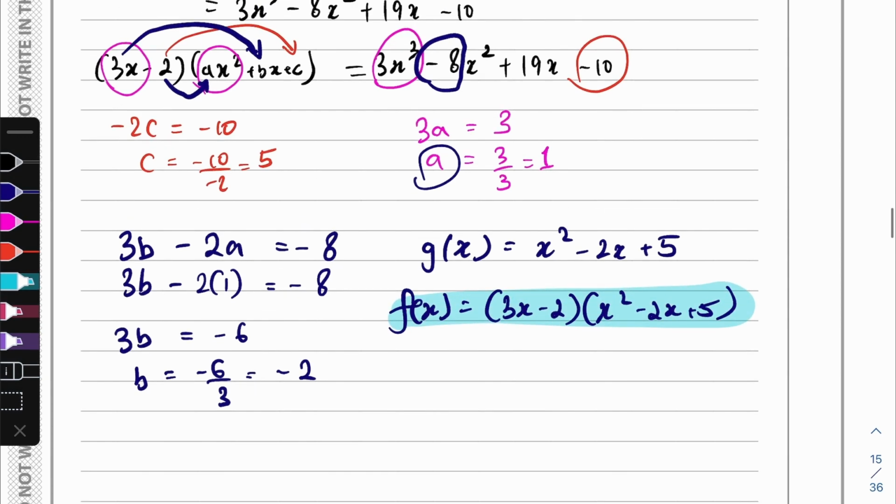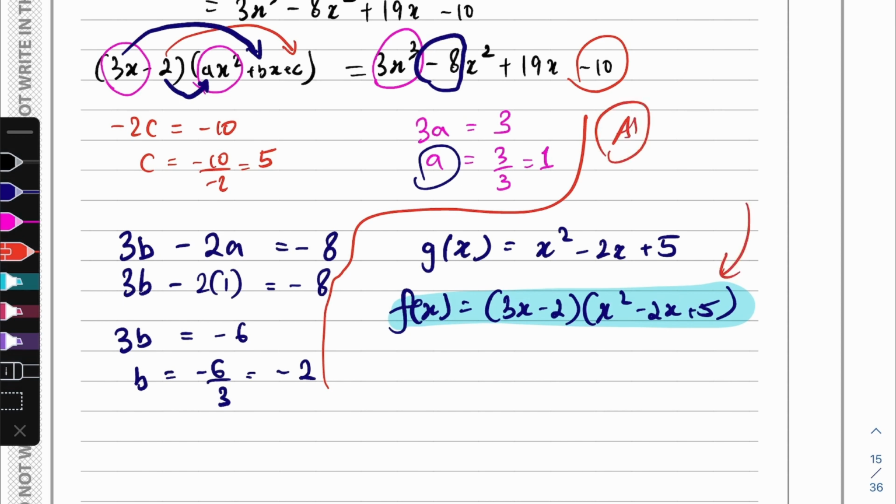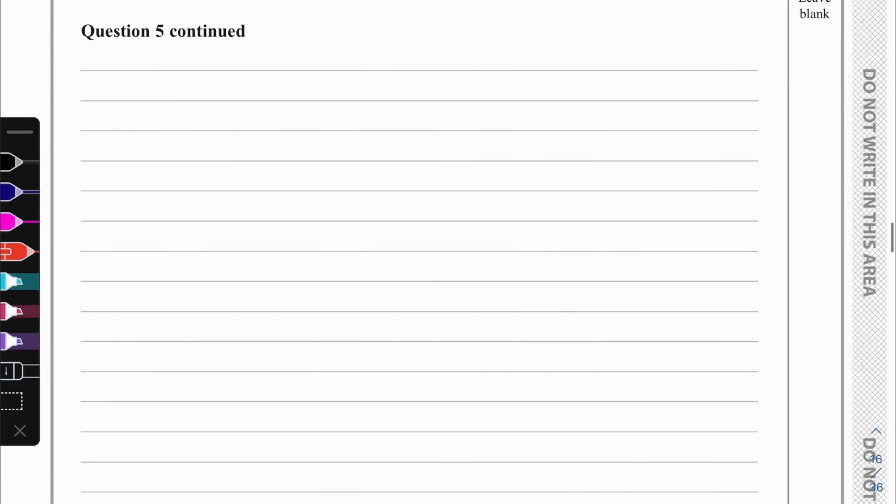So the 2 marks are what? We get 1 mark for getting a, b, and c. So that's just 1 mark. And 1 mark for writing it down over here as a function. This is M1, sorry, these are the method marks. So that's that. Let's move on to question number 6.